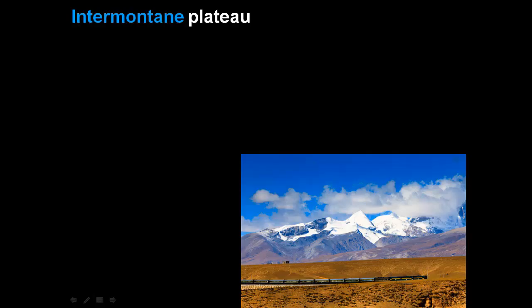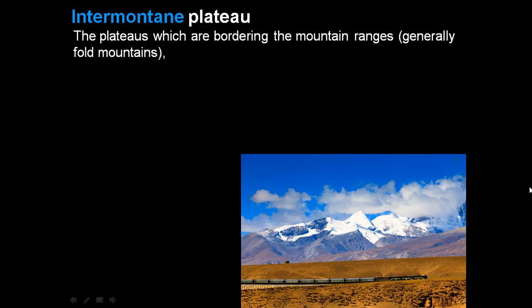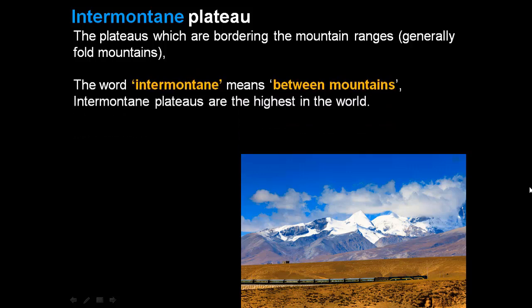Now we'll learn about intermontane plateaus. Intermontane plateaus, as the name suggests, are mainly located in the mountainous region. It is a plateau which is bordered by mountain ranges, generally fold mountains. As you already learned in the previous topic, fold mountains are formed due to compressional force. The word intermontane means between mountains, and intermontane plateaus are the highest in the world.